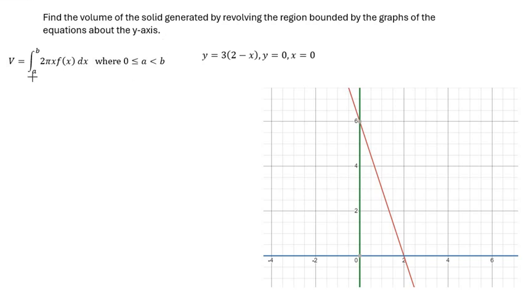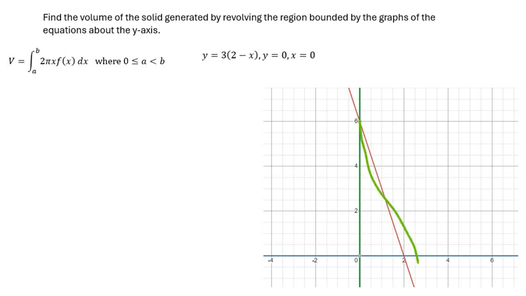So we're going to find the volume of the solid generated for y equals 3 times (2 minus x), with the restrictions of y equals 0 and x equals 0, and we're going to rotate this around the y-axis. I drew a quick graph of it, so you get an idea of what it looks like.